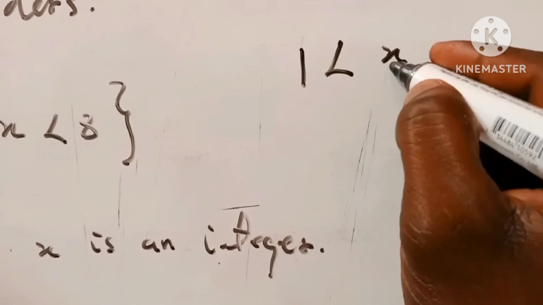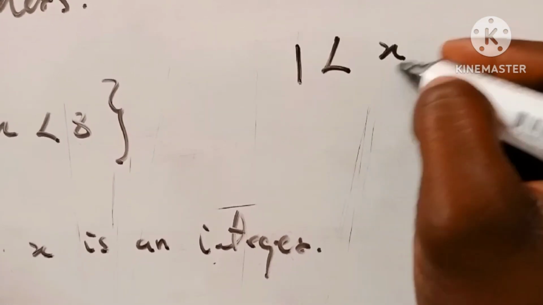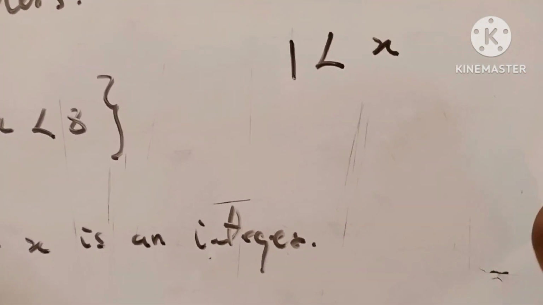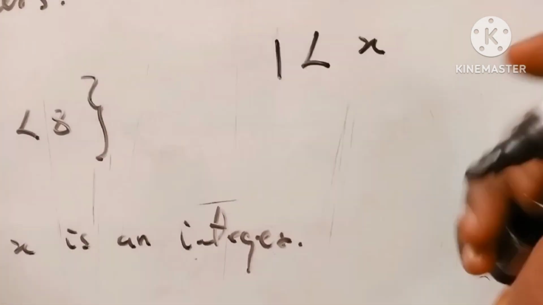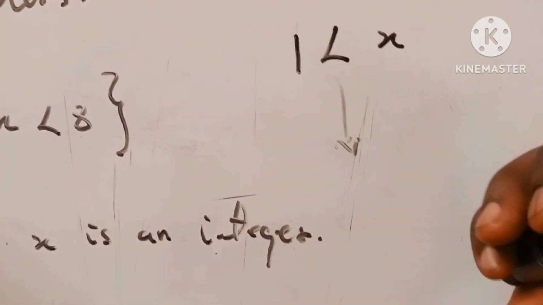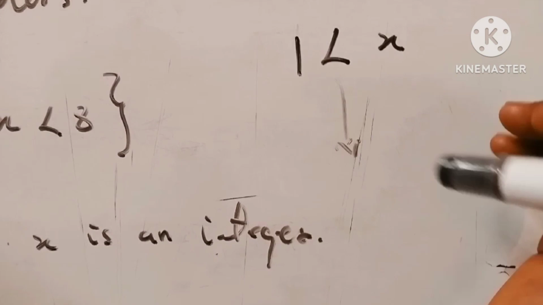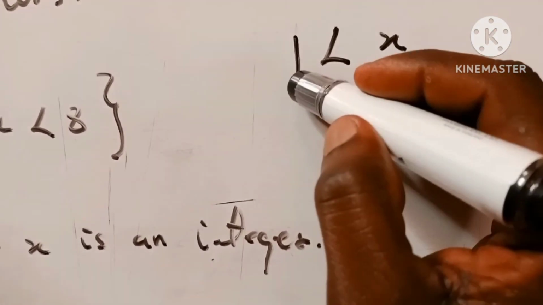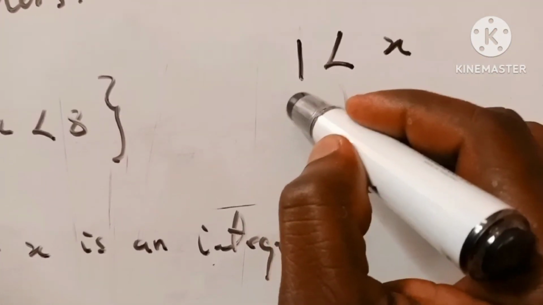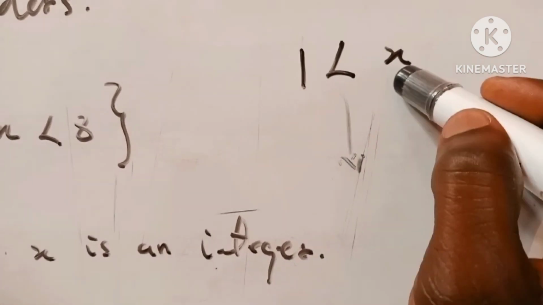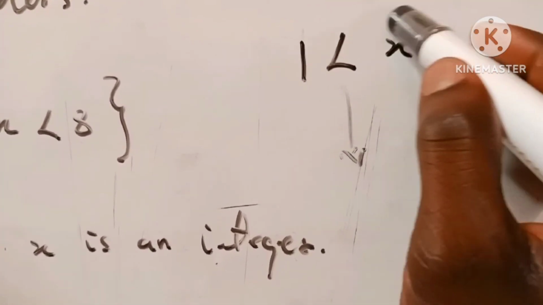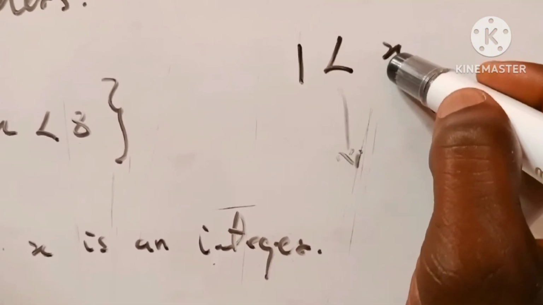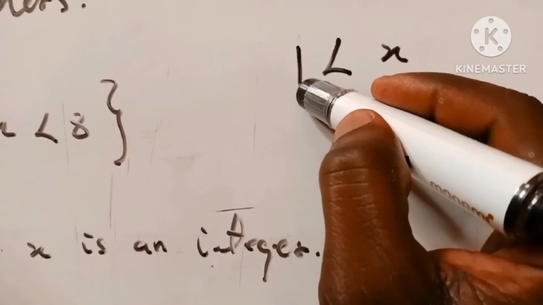So what about reading from this side here? If I want to read the x here, it means x is greater than 1. Reading from the other side tells me that 1 is less than x. So what happens if I want to read from this side? It means that x is greater than 1.